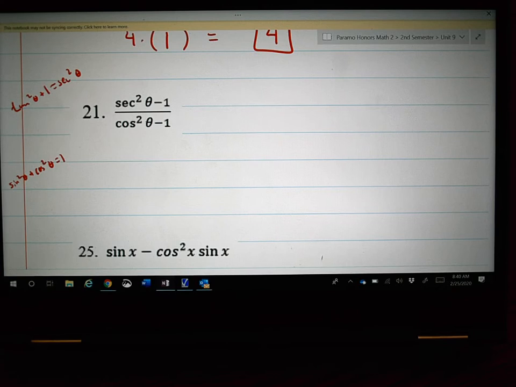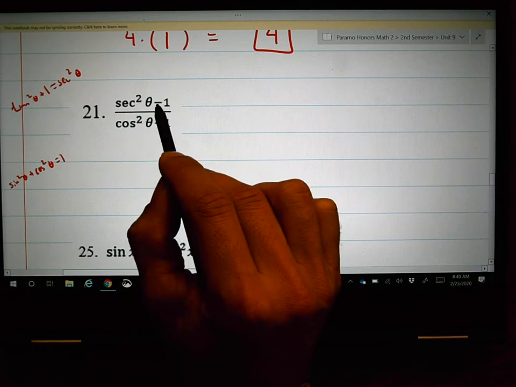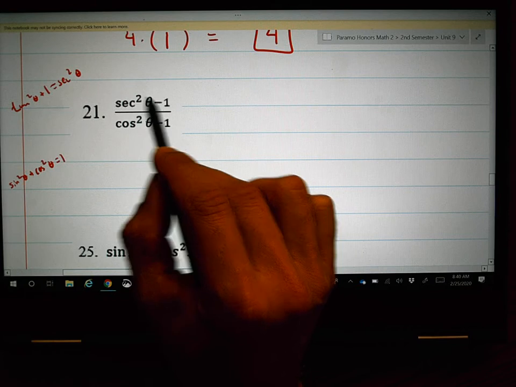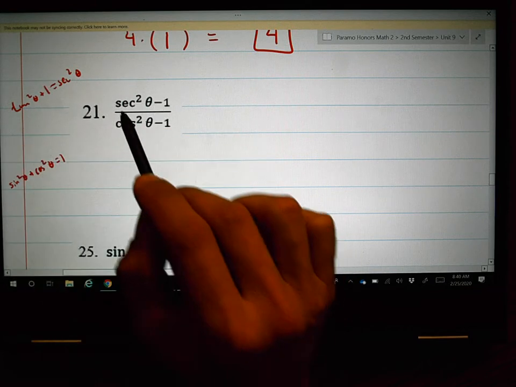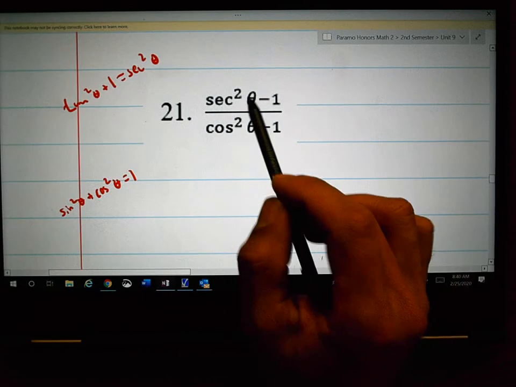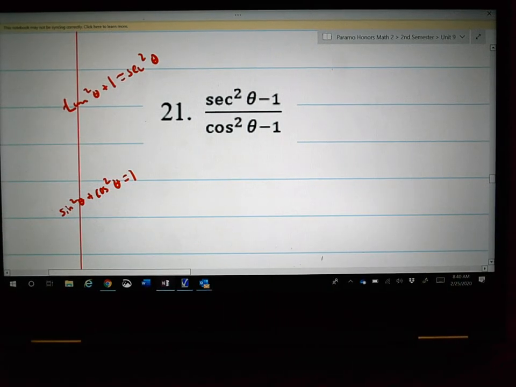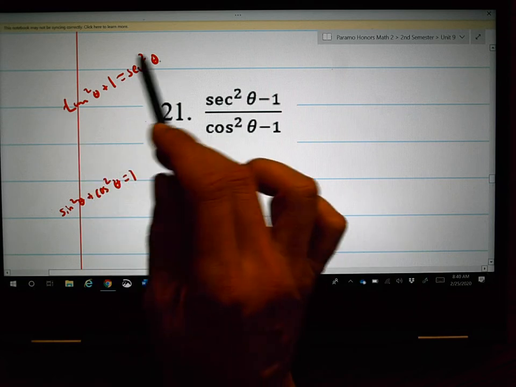First thing I do. Secant squared of theta minus 1 reminds me of a Pythagorean identity. Let me just zoom in a little bit on this. I see a trig function squared. This is number 4 in my hints. Number 4 says if you see a trig function squared, think of a Pythagorean identity. Well, which one would I use? I would use the second one.